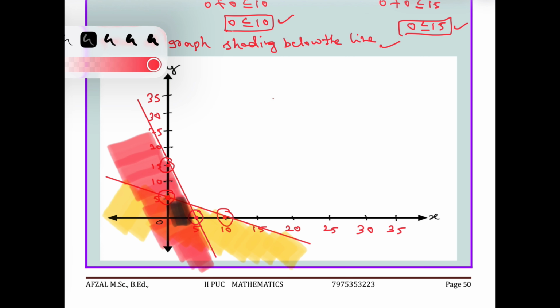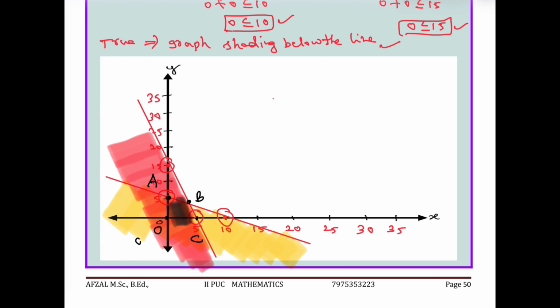If you find the corner points O, A, B, C: O point is 0, 0. A point is 0, 5. C point is 5, 0. Then we have to find out the B point.